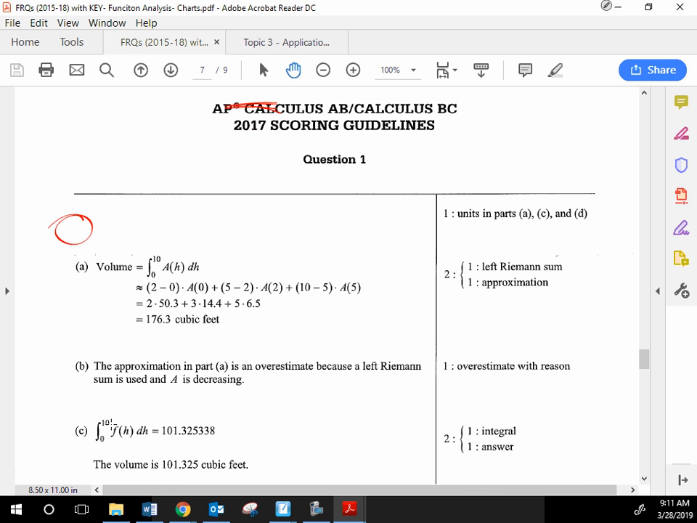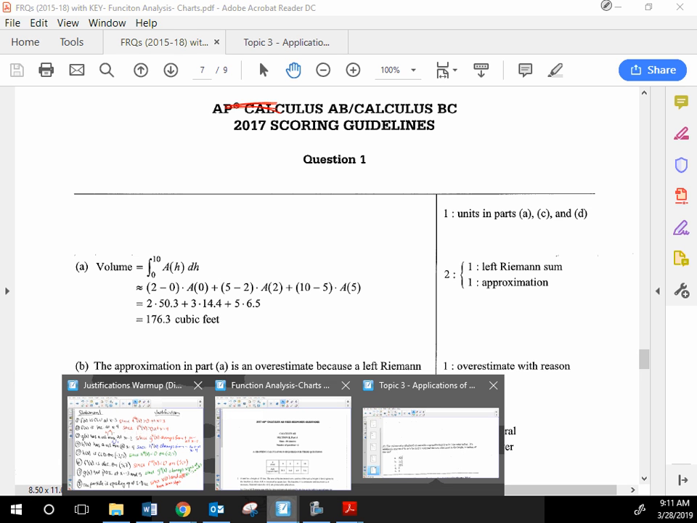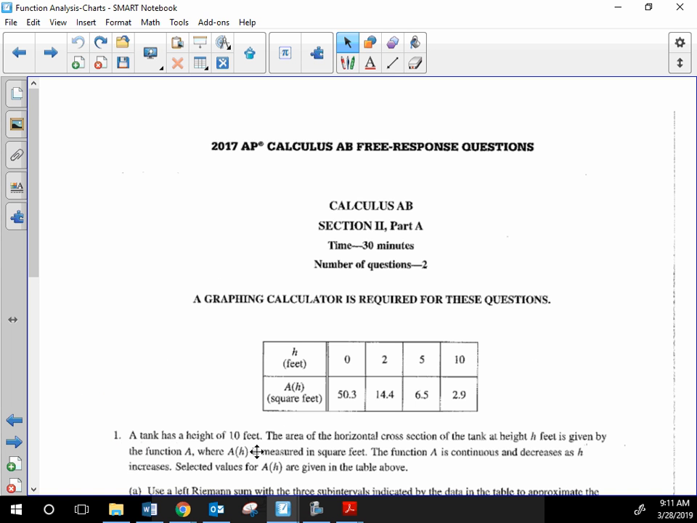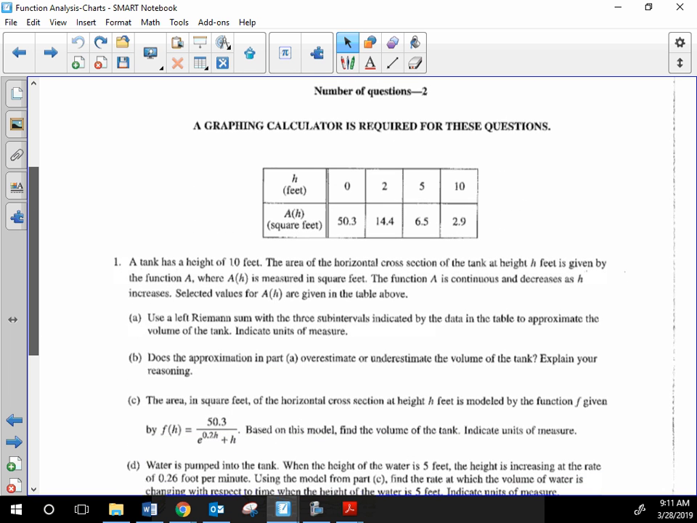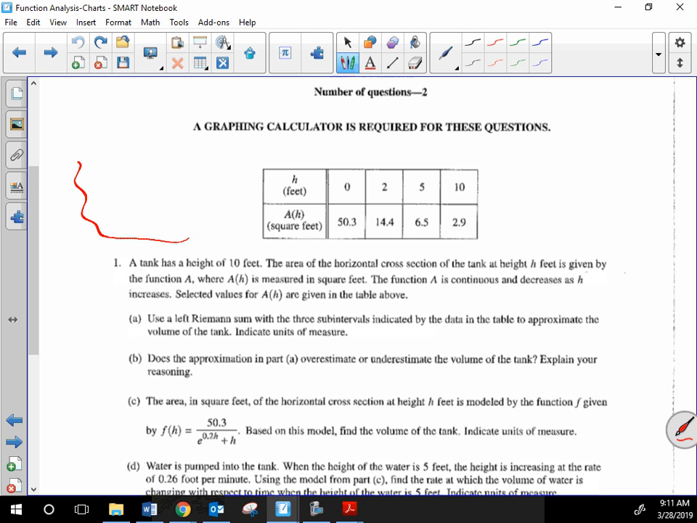Alright, so 2017. We're working with the tank here. It took me a minute to figure out what in the world they were talking about. We have a tank with a height of 10 feet, and they tell us the area of the horizontal cross-section is modeled by that. We don't know what our tank looks like. Who knows? Some type of wonky tank here. But we know that our height is 10 feet.